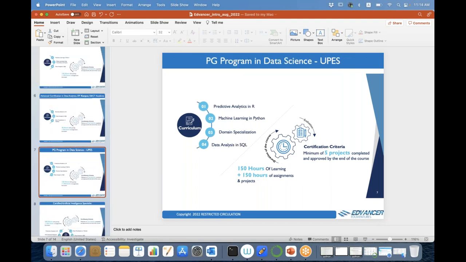Then we have similar programs in collaboration with UPES. Here the certification will come from UPES, not IIT Kanpur. This particular program is where we start with the basics, but then we move on to machine learning in Python, and we have domain specialization covered by UPES faculty, and we have data analysis and SQL.